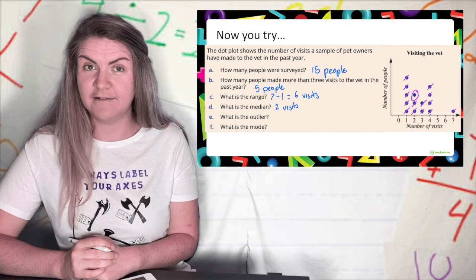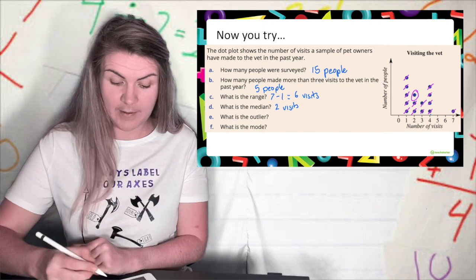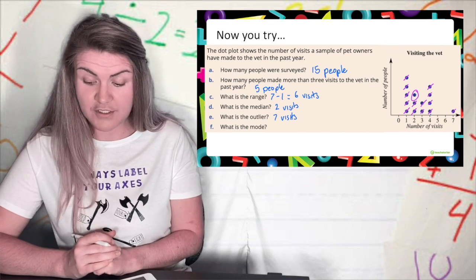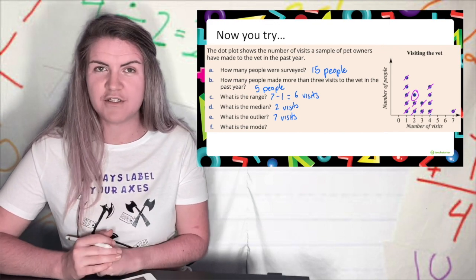E, what is the outlier? The number lying outside everyone else is 7 visits. And F, what is the mode? The most common is 1 because 1 has the most number of dots.